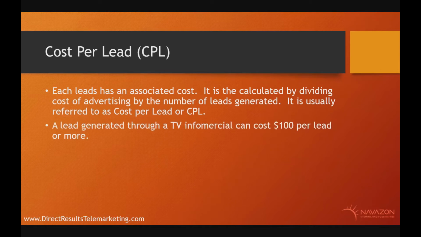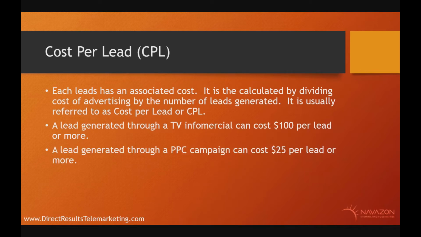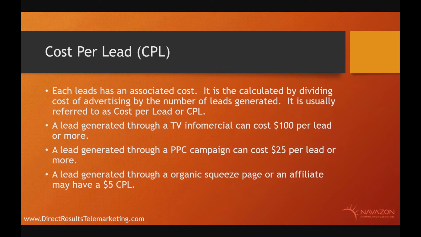For instance, if you run a TV infomercial, your leads can cost you $100 or more, whereas if you buy leads on a pay-per-click campaign, the leads may have a lower cost of $25, and leads generated through an organic squeeze page or an affiliate page may have a cost of $5 per lead.